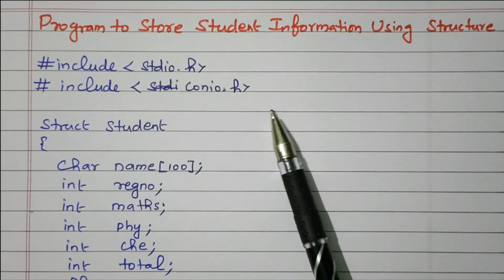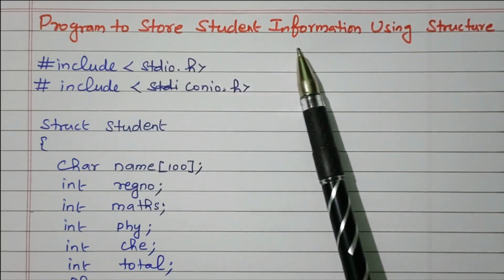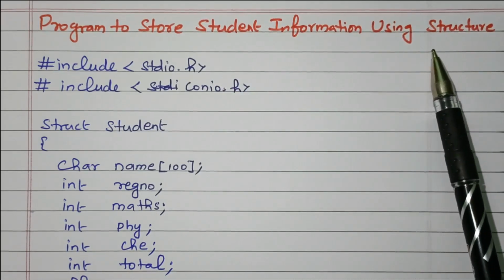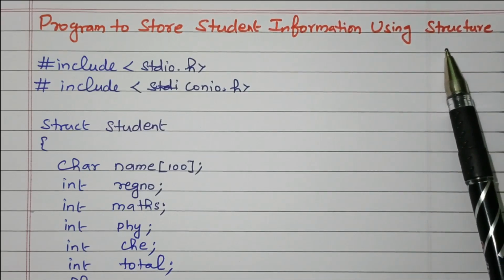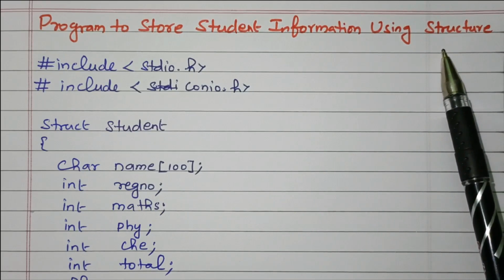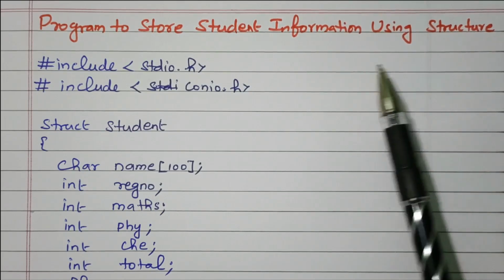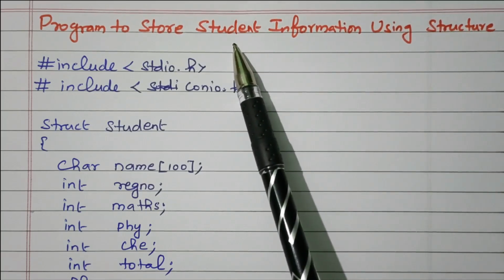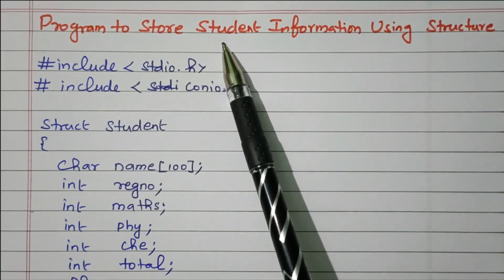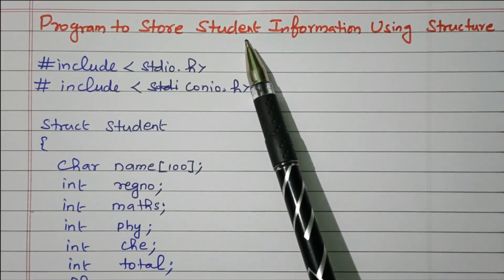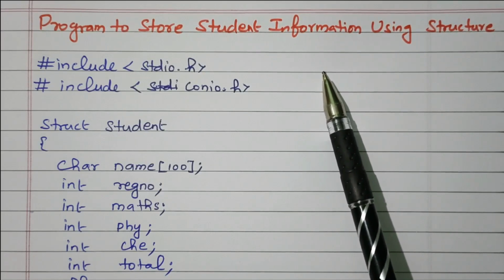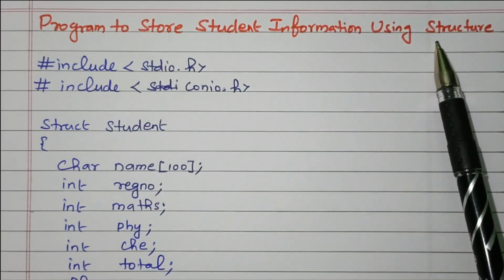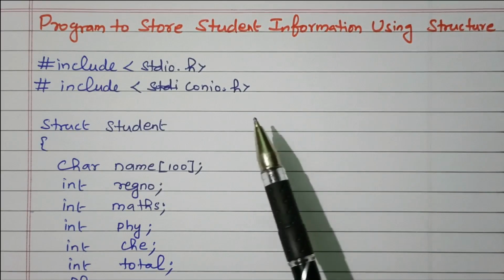Now we'll go to the topic. Program to store student information using the structure, C programming language. We know that a structure is a collection of different types of data that are logically related. Different types of related data are stored. For example, student details. The data types may be different, but all are related to the student information. The same type of data, I mean an array. An array is the collection of the same type of data. The structure is the collection of different types of data.